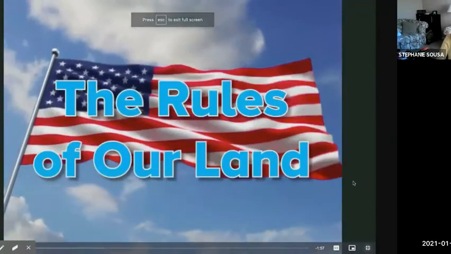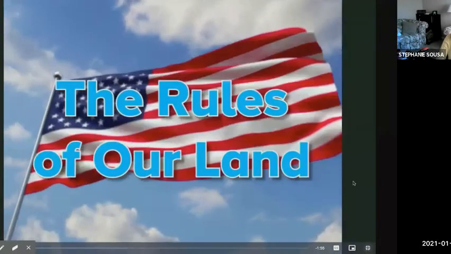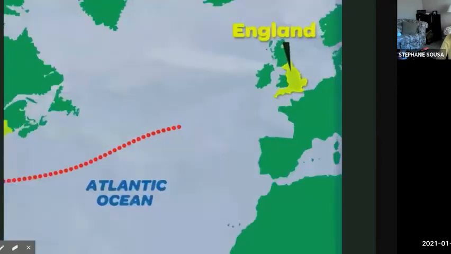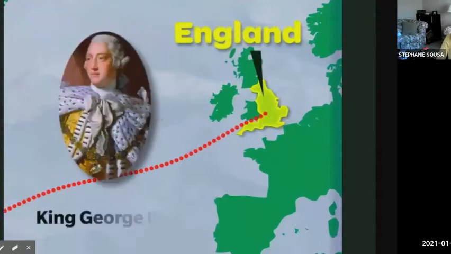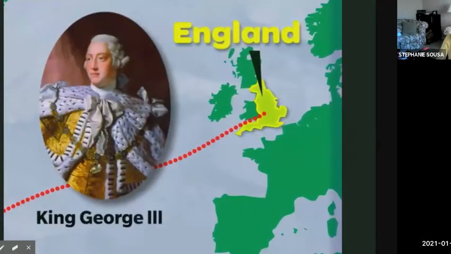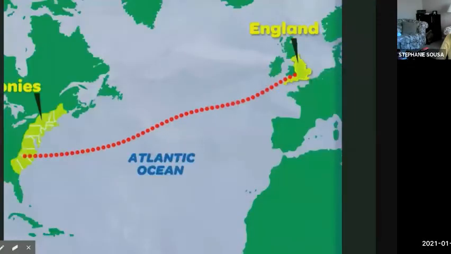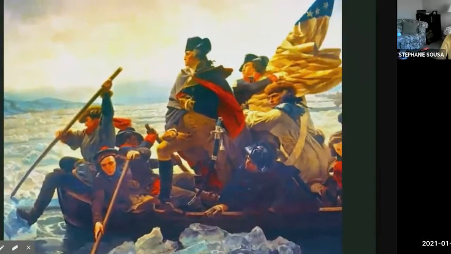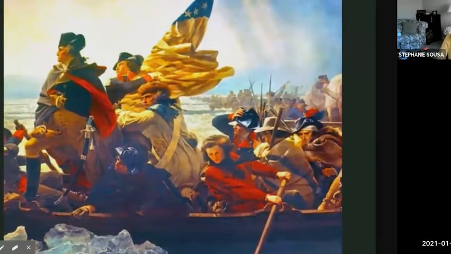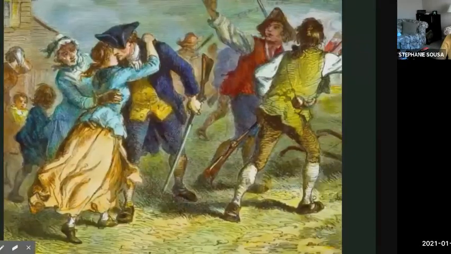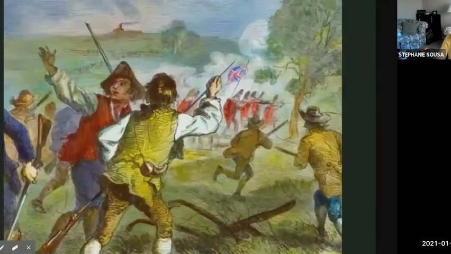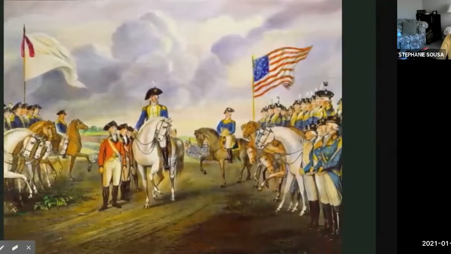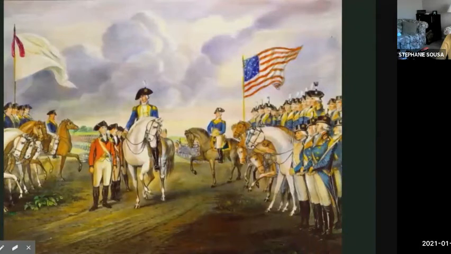The rules of our land. Long ago, our country was ruled by England. A king and other people in England were in charge. They made the laws for us, even though they were very far away. Many people in our country thought these laws were unfair, so they fought a war to be free. This war was called the American Revolution. They won the war. They formed a new country. It was named the United States of America.